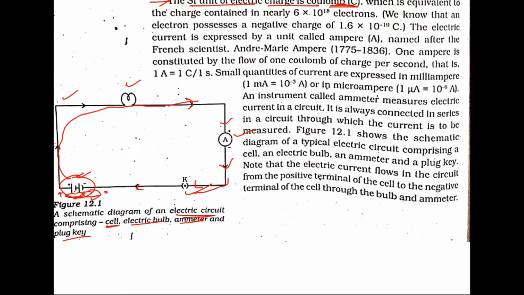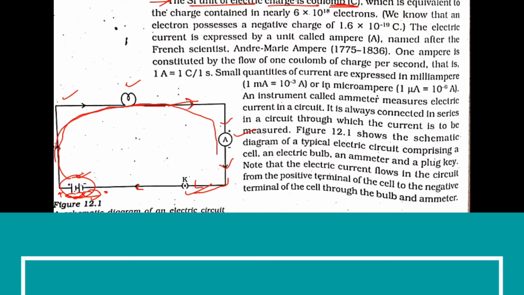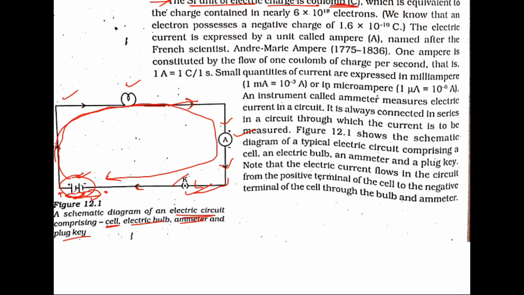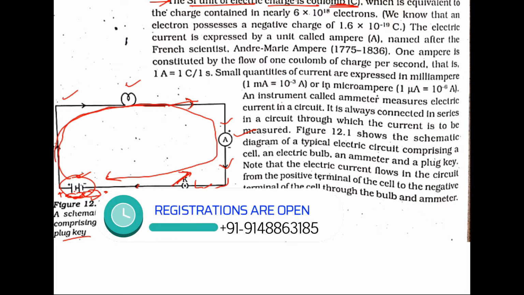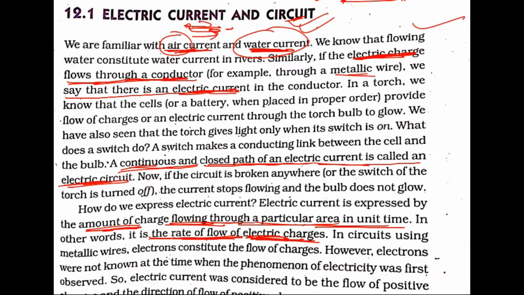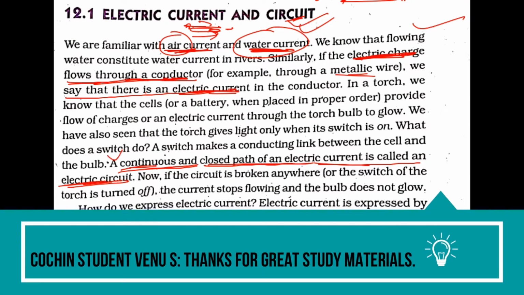A continuous and closed path of an electric current is called an electric circuit. In this continuous path, if the switch is open, then it becomes discontinuous, so electric current will not flow. The circuit is open. If the circuit is closed, then only current will pass. After writing this definition, just draw the circuit diagram.